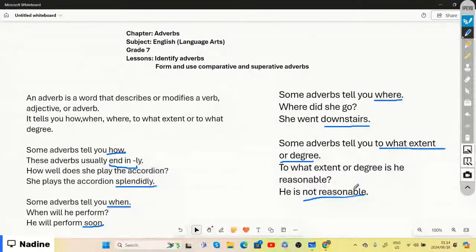The adverbs that tell us when, you basically just answer the question stating when, because I can't really give you something like how. So we basically just have to identify by looking at either how, when, where, to what extent, to what degree. It's like you're answering those questions, right?